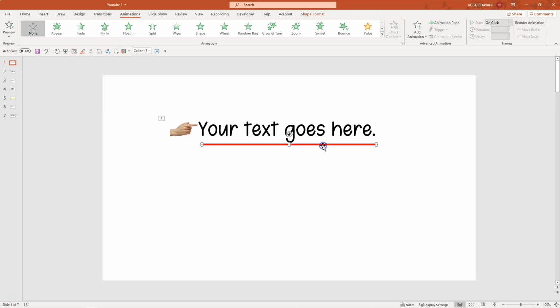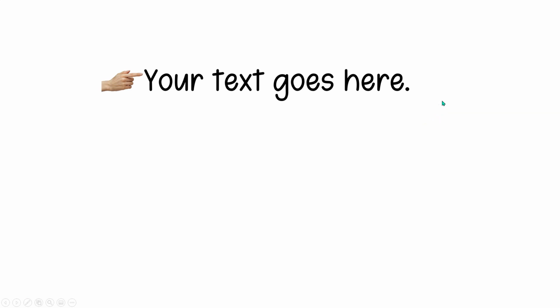Click on the rectangle. I want it to wipe as well, same from left to right, but I want it to wipe on the click. So let's take a look at this effect in the slideshow. So here is my blank presentation. I click, my text comes in, and then I click, my underline comes in.